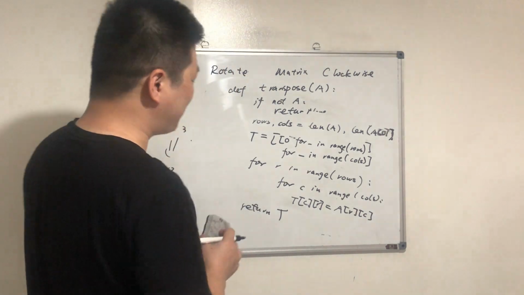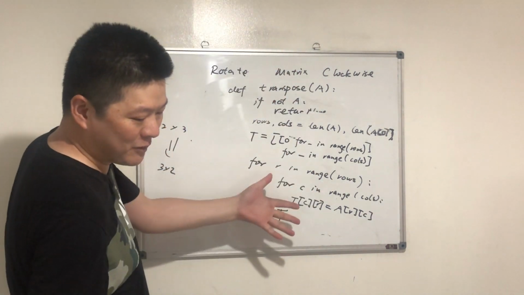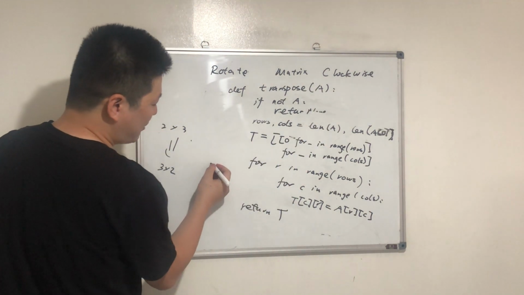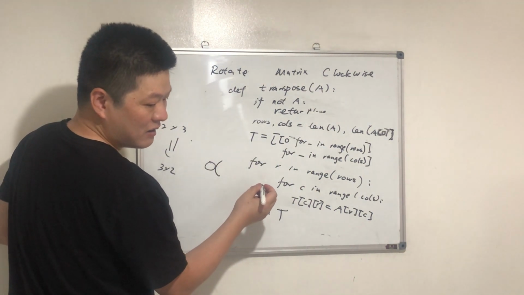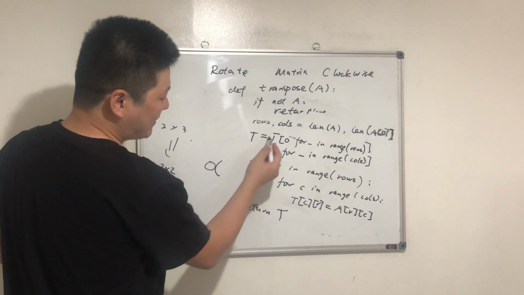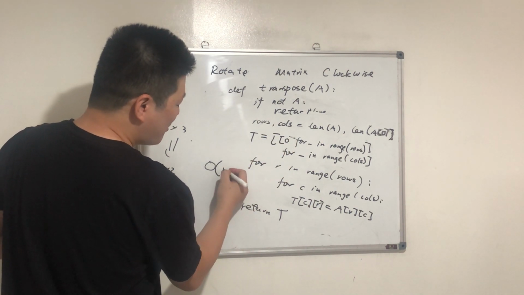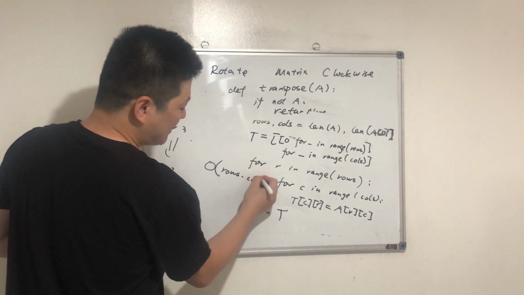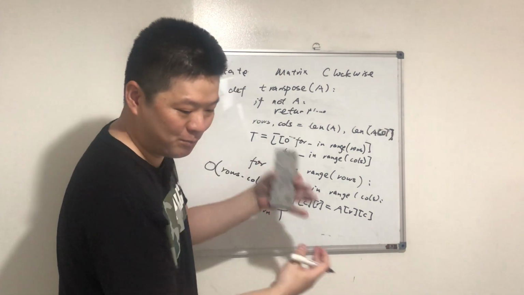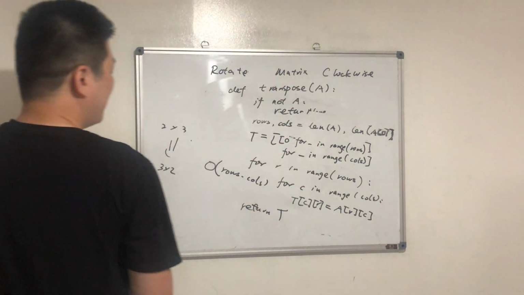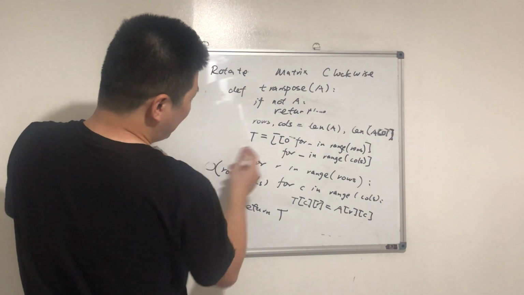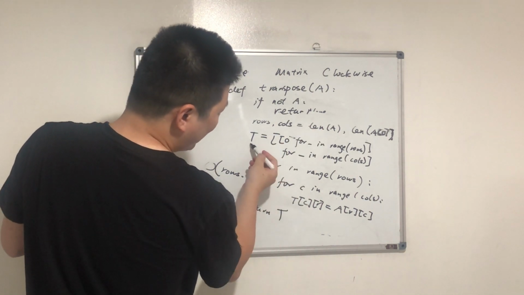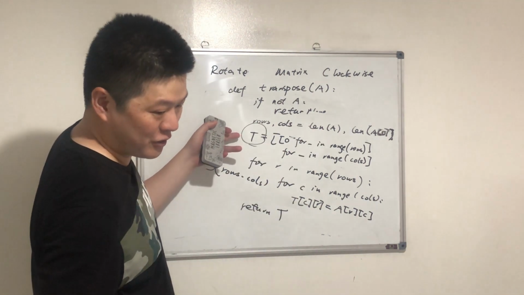Okay, now this is the transpose. Suppose we know this transpose already. Now the time complexity for this one is O of what? Rows times columns, because there are rows times columns elements in this matrix. Space complexity is the same because we are allocating a new matrix to return.